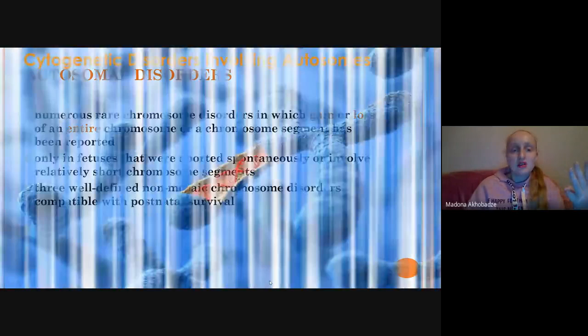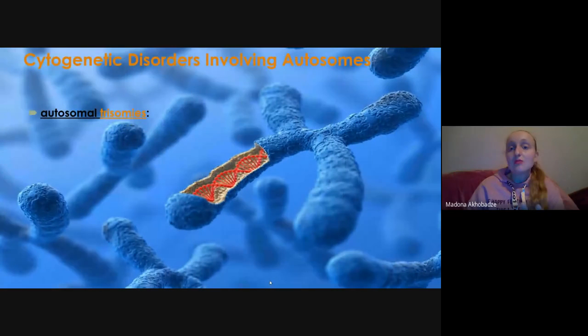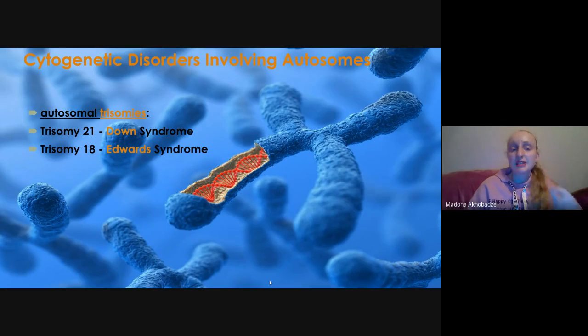These are autosomal trisomies, very famous ones. I've mentioned one of them many, many times. First is trisomy of the 21st chromosome, giving us Down syndrome. Then trisomy of the 18th chromosome, giving us Edwards syndrome. And finally, trisomy of the 13th chromosome, giving us Patau syndrome. Down syndrome is actually the first reason for mental disability out of the genetic disorders.